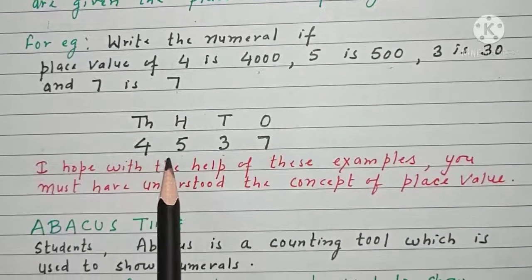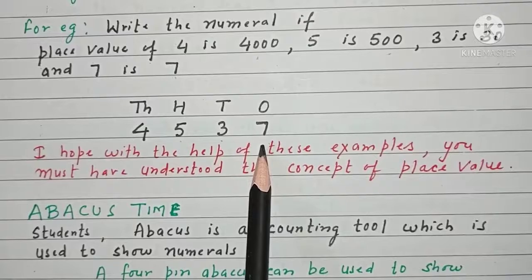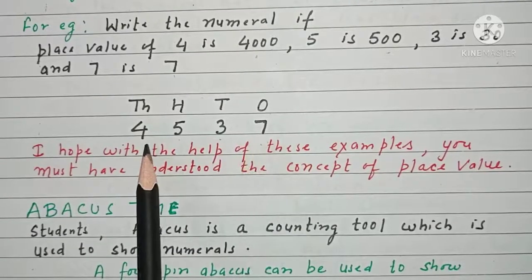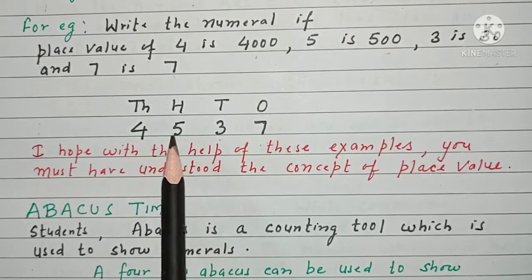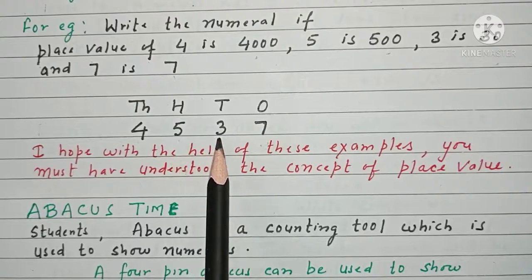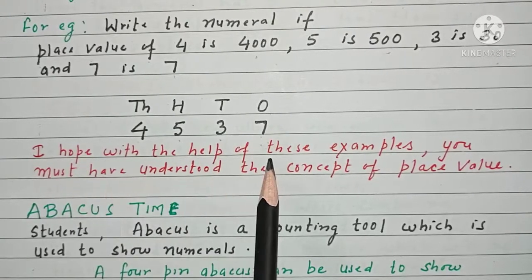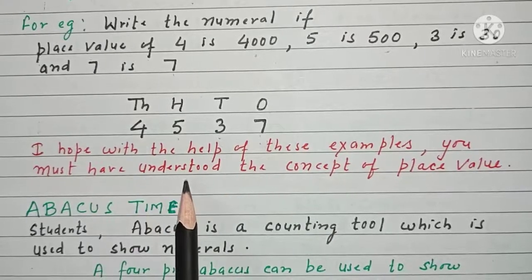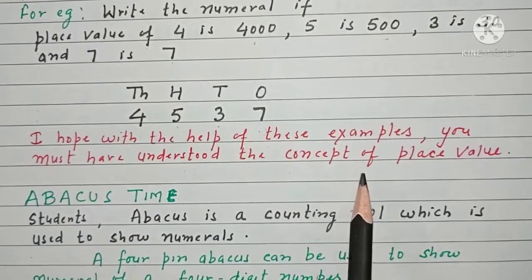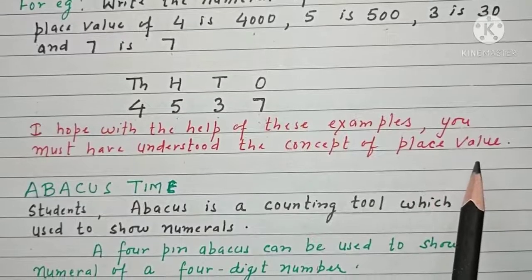So, mentioning with the help of the proper place values, the number becomes 4537. So, I hope with the help of these examples, you must have understood the concept of place value.